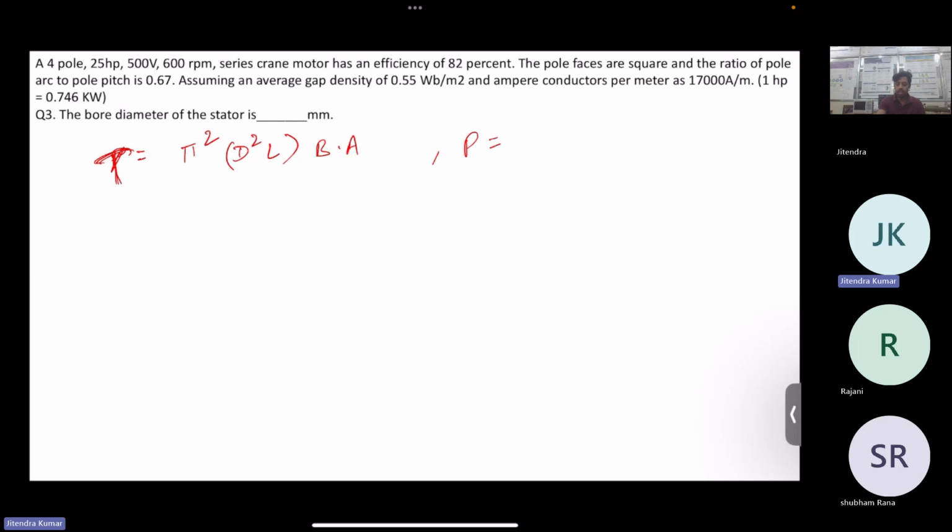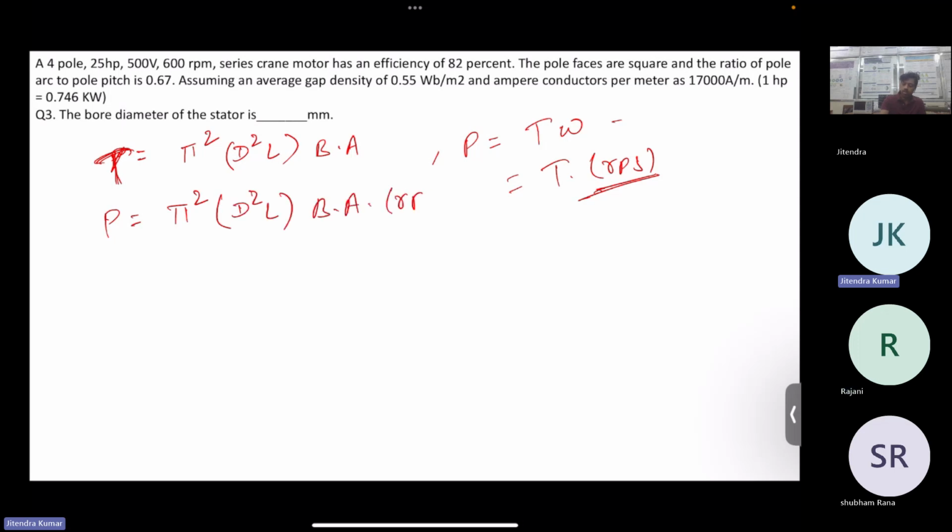And power will be nothing but torque into angular speed. But here the professor must have derived it in terms of RPS, revolutions per second. So here we are representing torque into RPS. So power will be equal to pi square d square L, electric loading, magnetic loading into RPS.